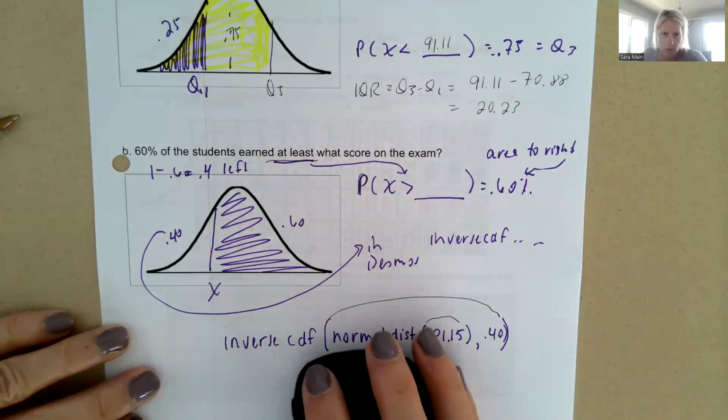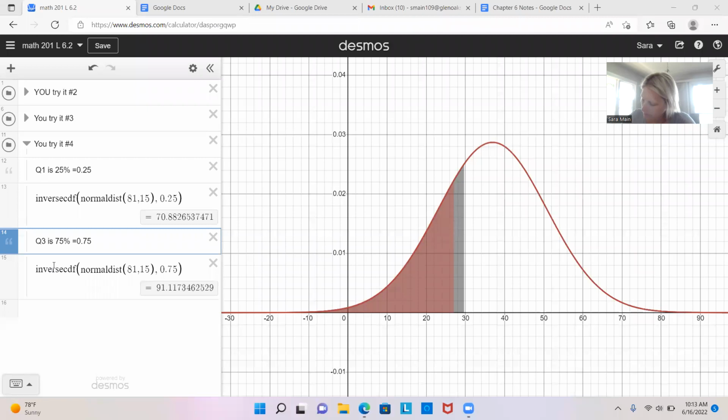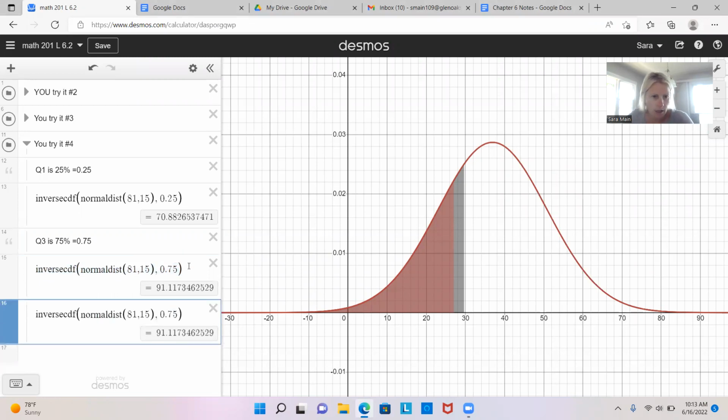So let's go back to our Desmos where we were working. And I'm going to copy that, and enter and paste. And we are looking for 0.4. So it looks like 77.2. So 60% of the people scored at least 77.2. 40% of the people scored less than 77.2.